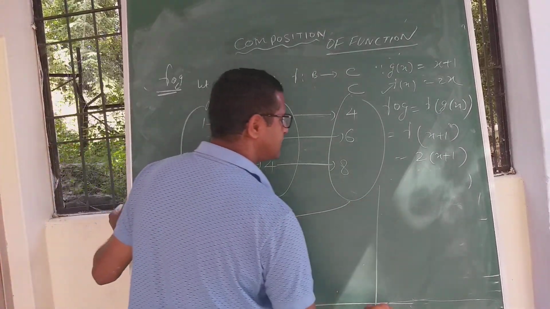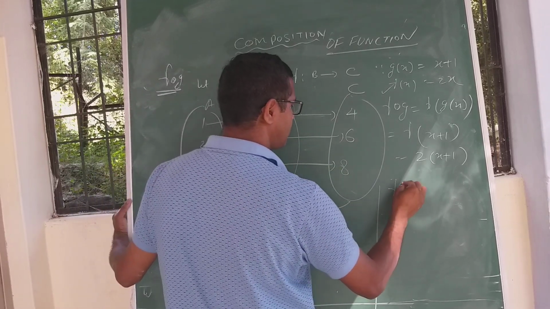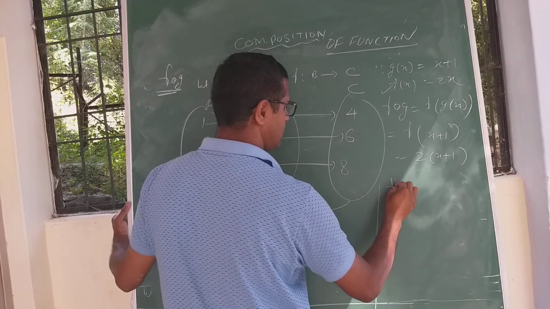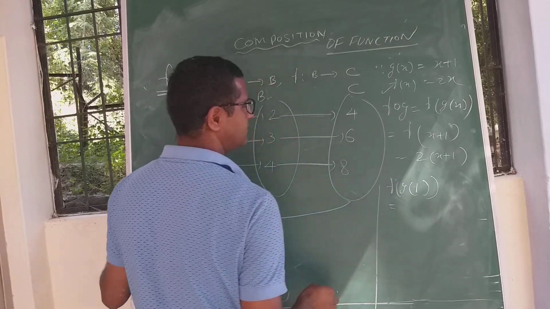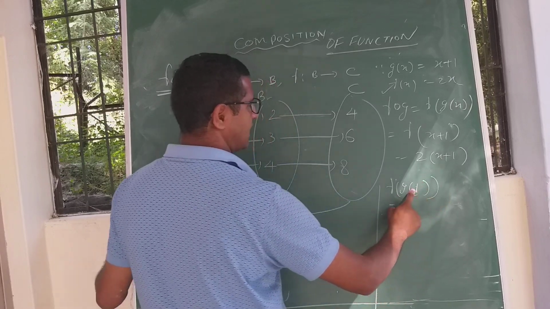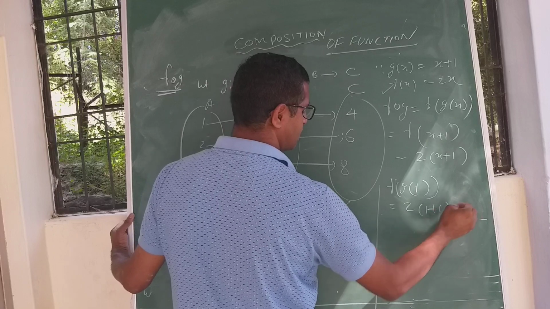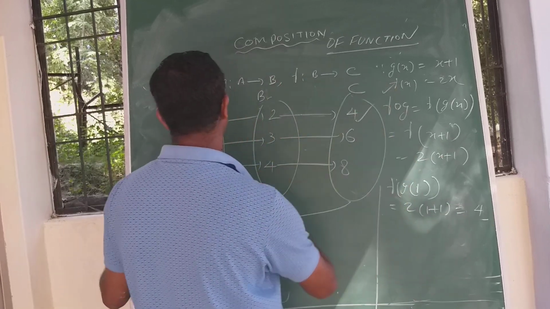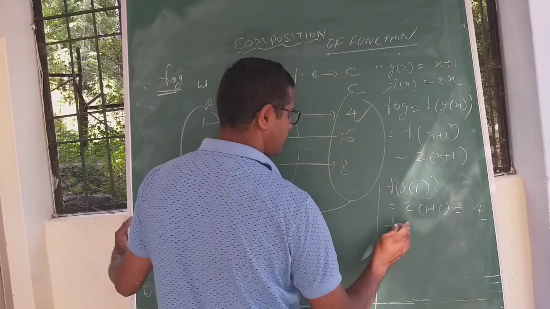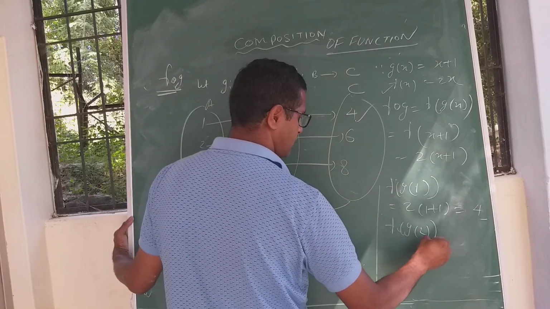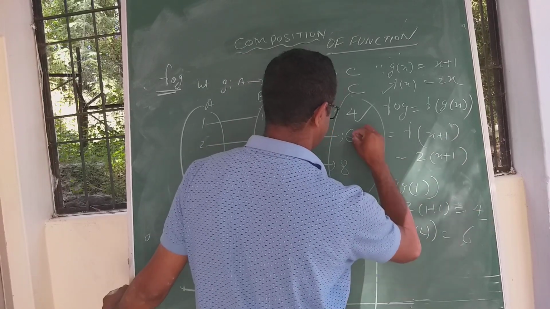Let us verify this. Why is f of g defined from A to C? If you put x equal to 1, 2 into 1 plus 1 equals 4. You are getting 4. If you put x equal to 2, f of g2 will be, with the help of this, 2 plus 1, 3, 3 to the 6.